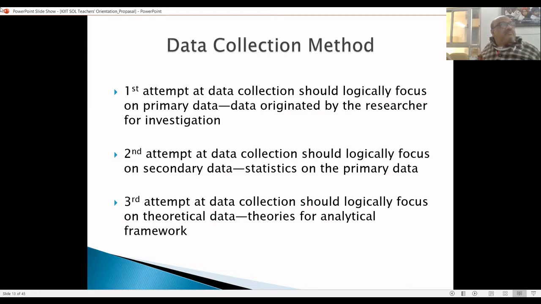And the third and the last attempt, they should be logically focusing on theoretical data. Theoretical data means, these days we do research in literature from a theoretical perspective. We have a theoretical framework. So whatever framework they are using, they should be collecting data on the theoretical framework.